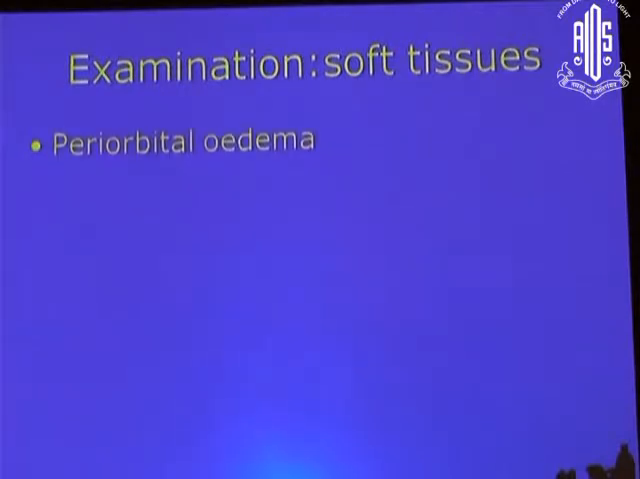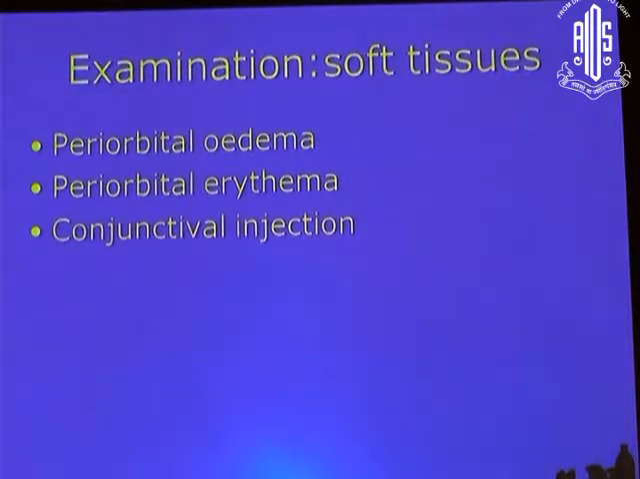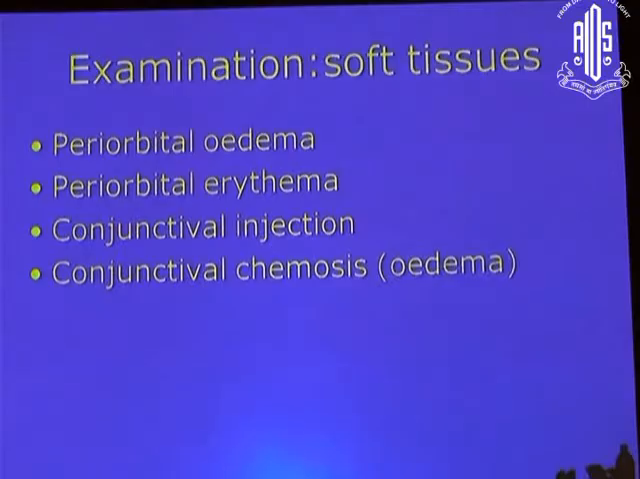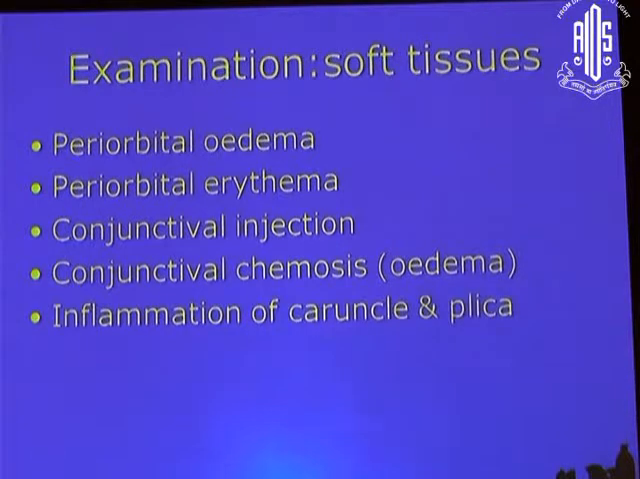Soft tissue is very important to assess for activity of the disease, which we'll go through in a bit. You want to look for periorbital edema, you want to look at periorbital erythema, you want to look for conjunctival congestion or injection. Conjunctival chemosis is an important sign, and you want to look at the caruncle and the plica.